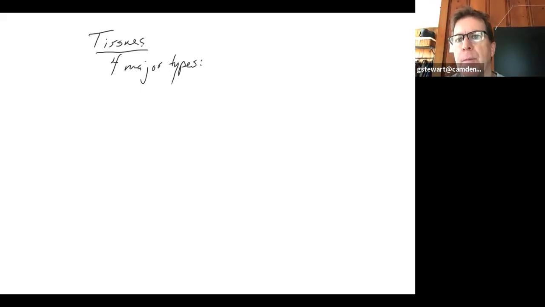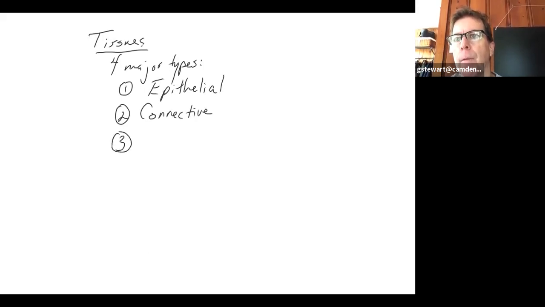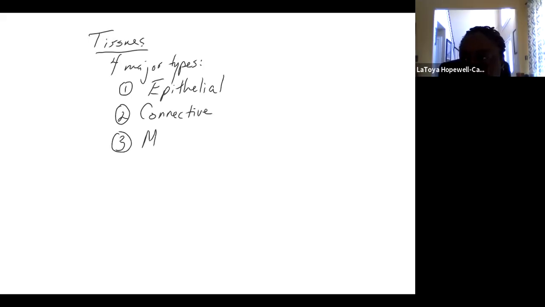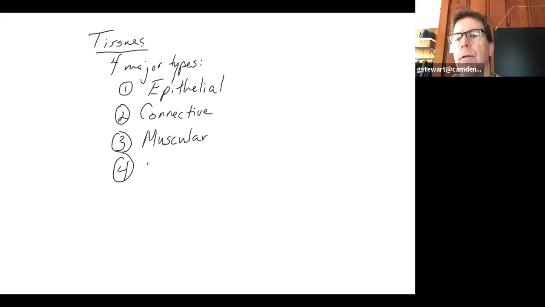The 4 major types are epithelial, connective, muscular, and nervous. So all 4 of these tissues we're going to study in this course.